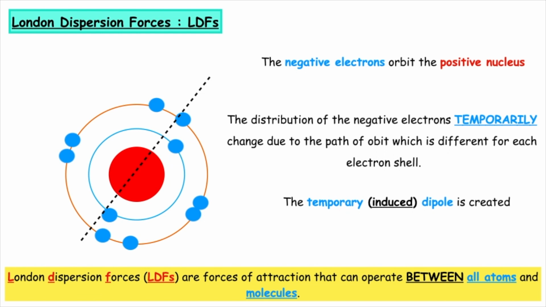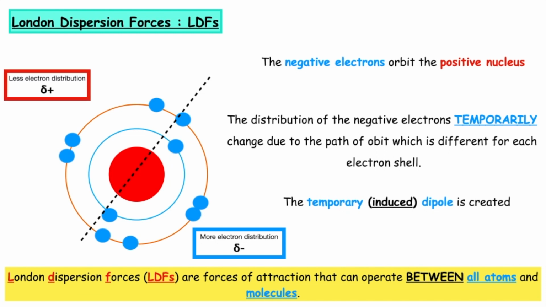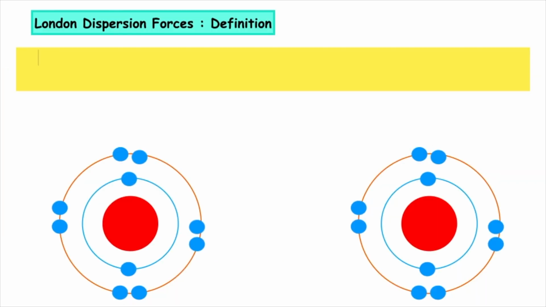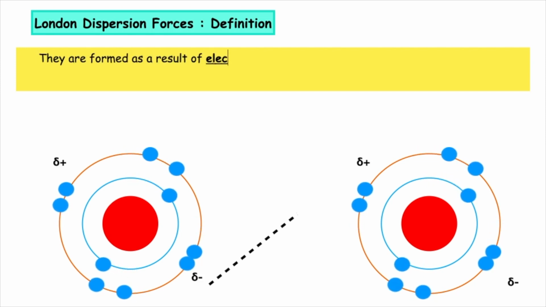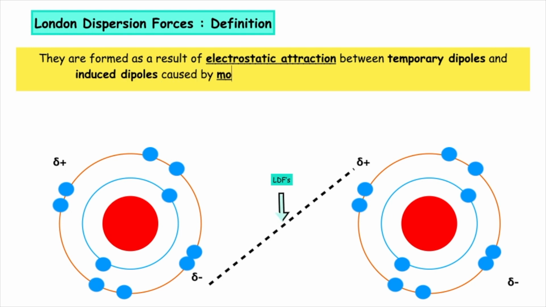When the electrons are found more densely on one side of the atom, we annotate that as delta negative, and if they are less densely populated on that side of the atom, we would call that delta positive. So what is the definition of London dispersion forces? They are formed as a result of the electrostatic attraction between temporary dipoles and induced dipoles caused by the movement of electrons in atoms and molecules.